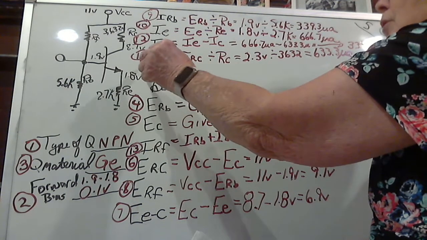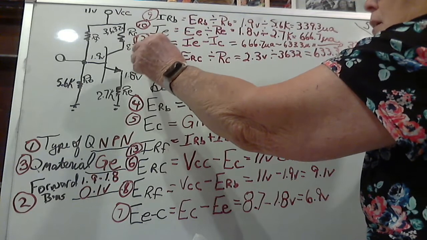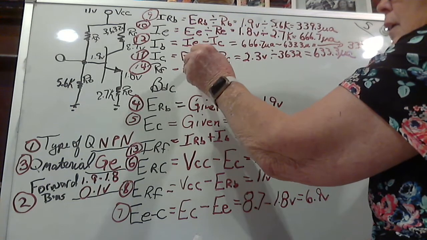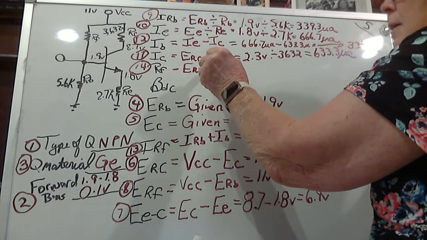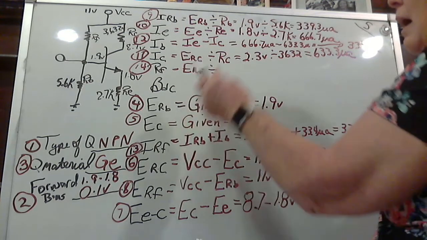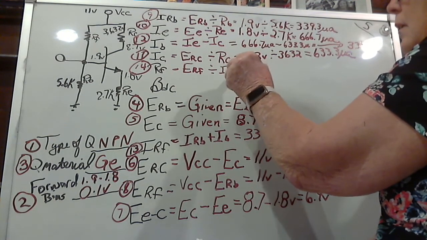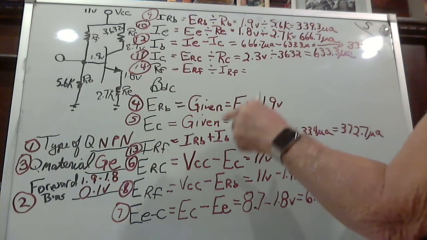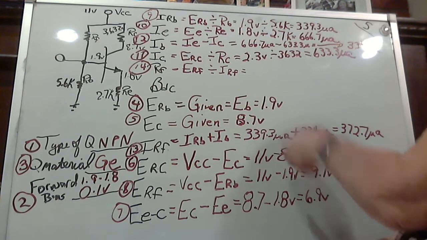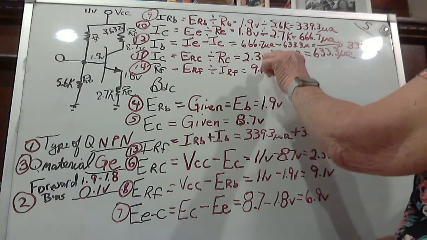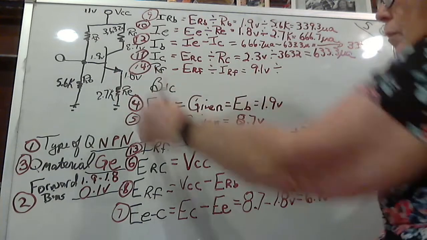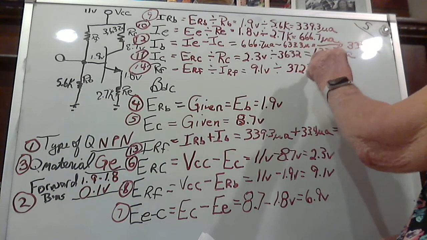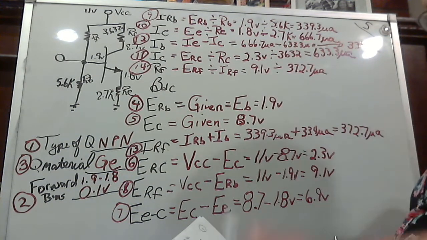We already said we had a voltage, so this is going to be number 14 that we saw, because we're going to use Ohm's law, ERF divided by IRF. And so you said the voltage drop across RF was actually equal to 9.1 volts. And it's going to be divided by that current we just found, which was 372.7 microamps.